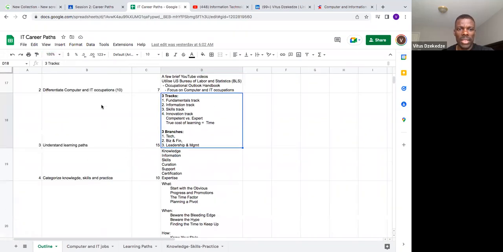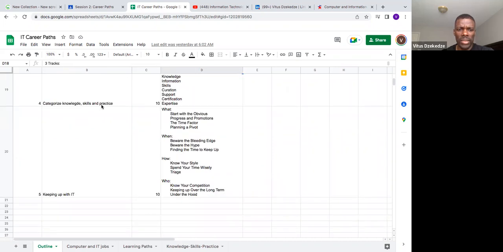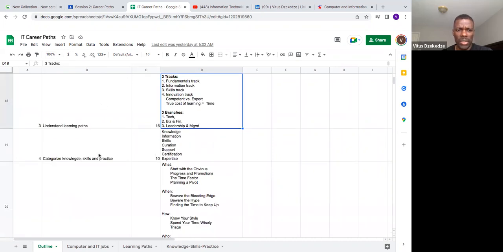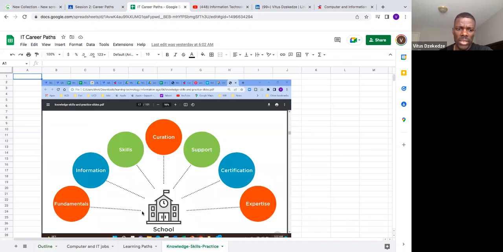All right, so the next thing that we need to talk about, we still have 2 things to talk about: categorizing knowledge, skills, and practice. Okay, so the 7 different things when it comes to skills and practice that we need to talk about is fundamentals, right? You go to school to learn the fundamentals. You go to school to gather information. You go to school to build your skills. You go to school for curation, support, certification, and expertise.